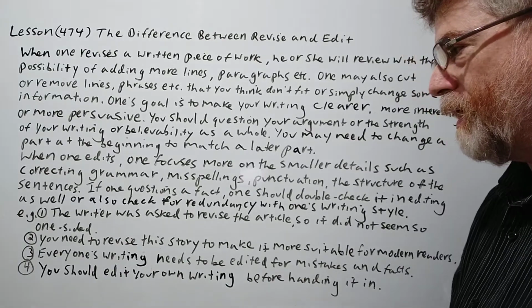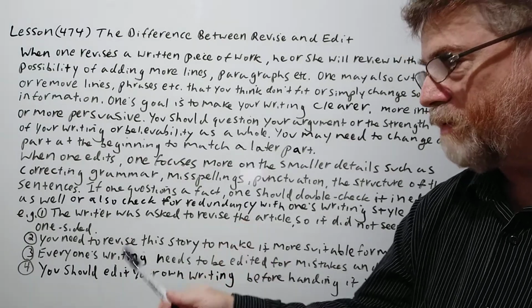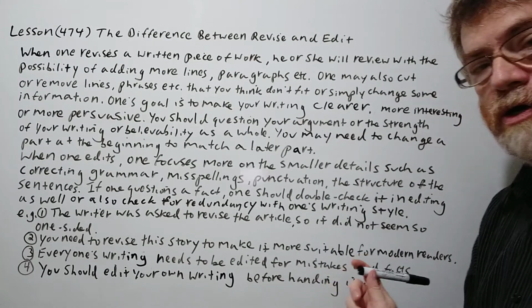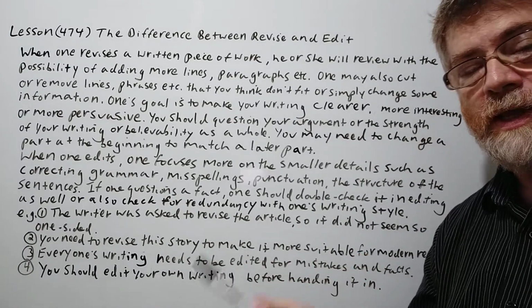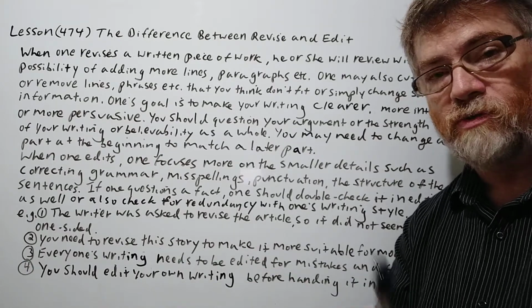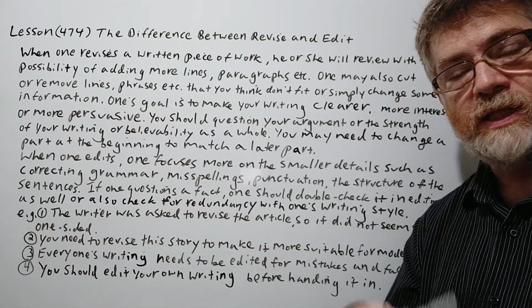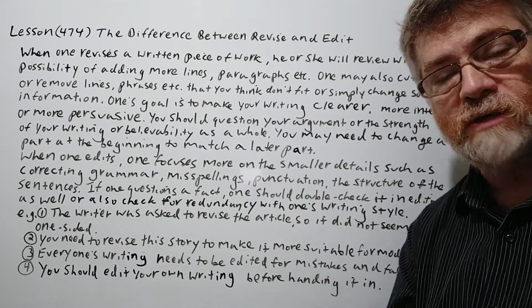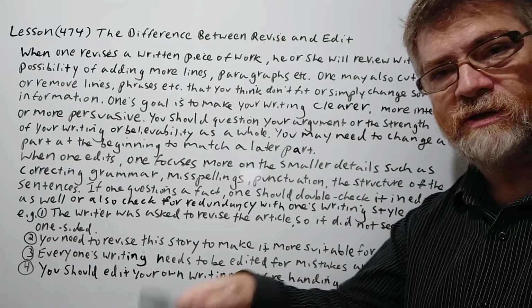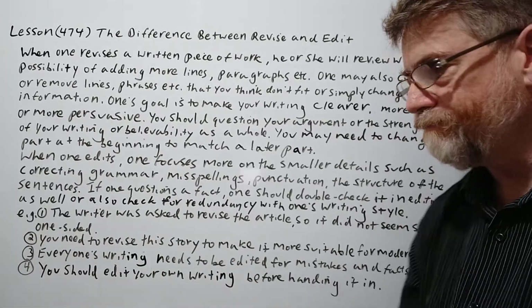Okay, let's look at the second one here. You need to revise this story to make it more suitable for modern readers. Maybe it was an old story in an old book, and maybe they're doing a new edition, something like that. But you're revising it, so you're changing more of the story as a whole.